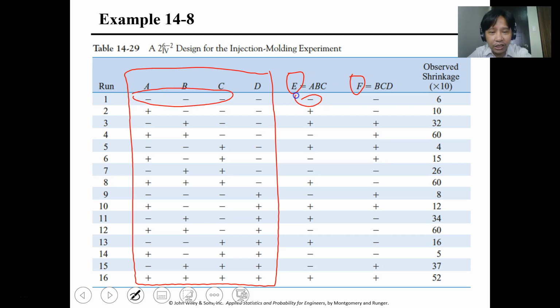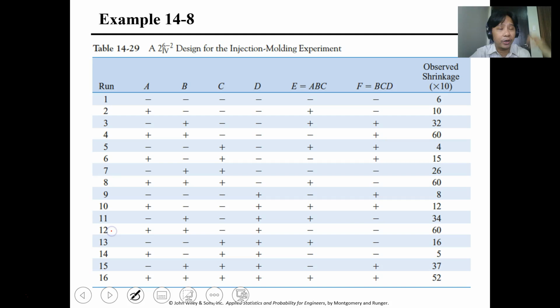Ito na yung E. So, kukunin mo yung low value ng E. And yung BCD, yung F BCD, ito. Kukunin mo yung low value ng F. And so on and so on. So, instead of a 64 experimental run, we reduce our experimental run into 16.